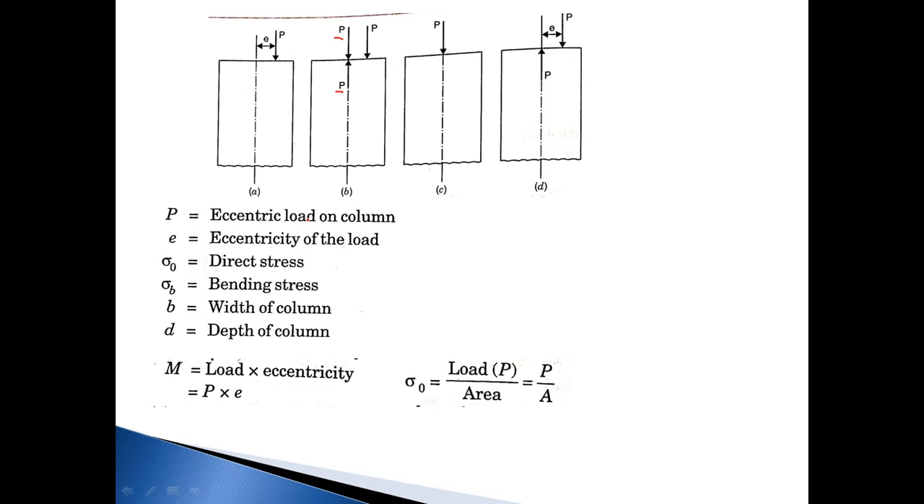So P is the eccentric load on the column, E is the eccentricity of the load, sigma 0 is the direct stress, sigma B is the bending stress, B is the width of the column, D is the depth of the column, and moment M is equal to load into eccentricity, that is P into E. Now sigma 0, we know the direct stress from figure C, is load upon area, that is P by A. Due to this P force, we got the direct stress P by A.